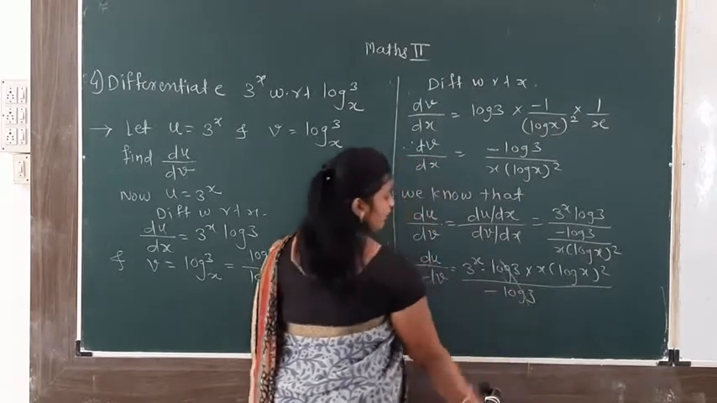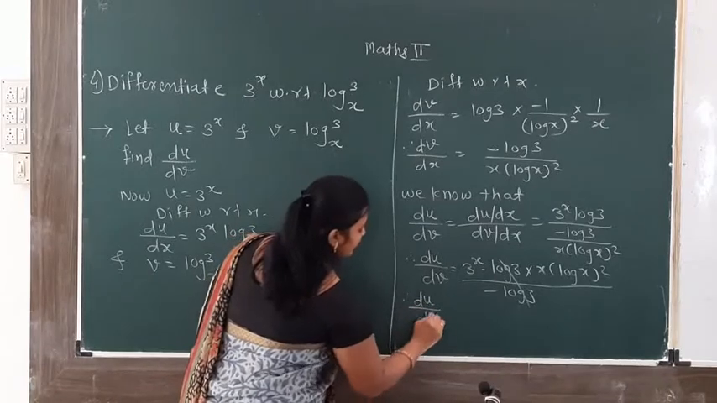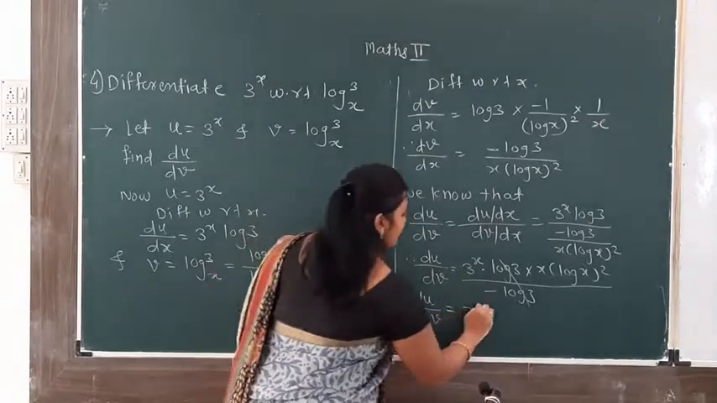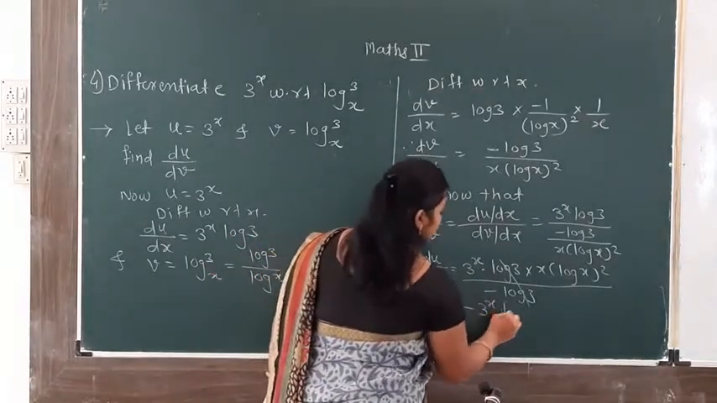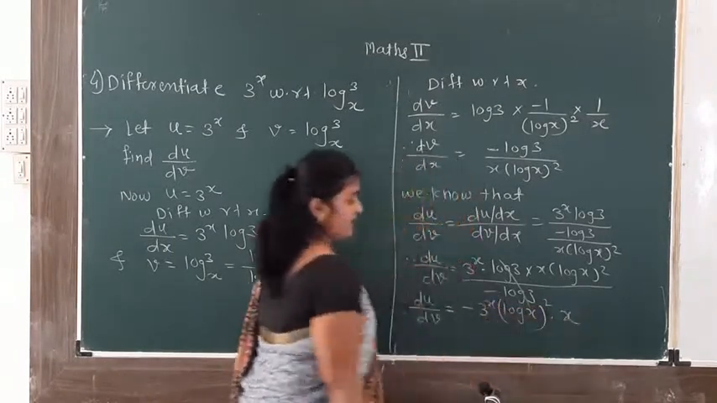Now this log 3 cancels. So we get the final answer: du by dv is equal to minus 3 raised to x log of x whole square multiply x.